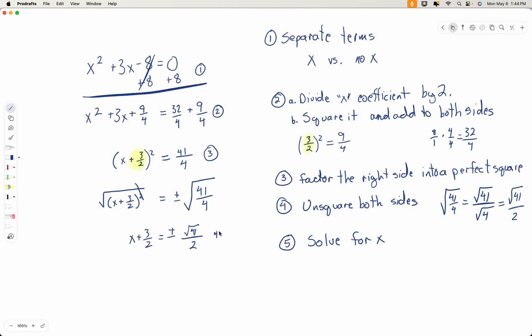This was step 4. So now I just have to solve for x, and I do that by just getting x by itself. So minus 3 over 2 on both sides. So x is equal to negative 3 over 2 plus or minus square root of 41 over 2. And that's your solution, number 5.